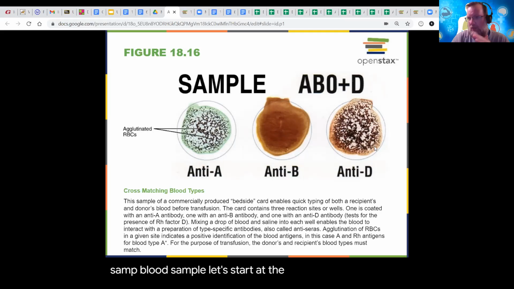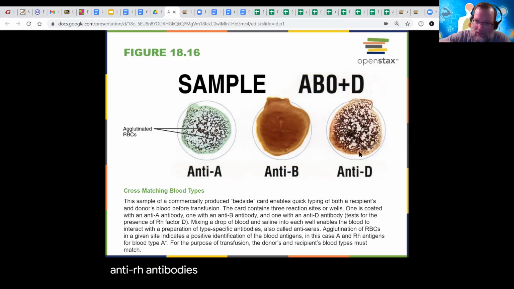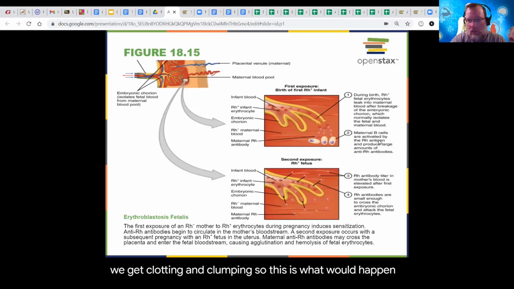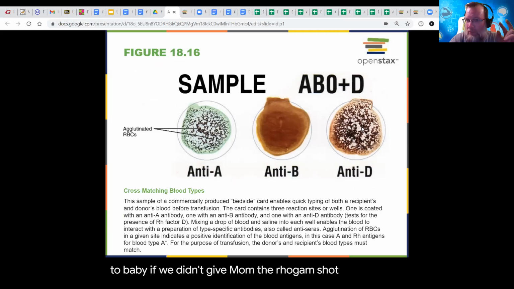Let's start at the Rh factor and work our way to the left. Well, right away we see clumping. So this is positive for clumping. So this person is Rh positive. I put their blood on the slide, and then I put the anti-Rh antibodies on there, squirt, and lo and behold, we get clotting and clumping. So this is what would happen to baby if we didn't give mom the RhoGAM shot. Second baby, baby's blood would look like this instead of looking like this.